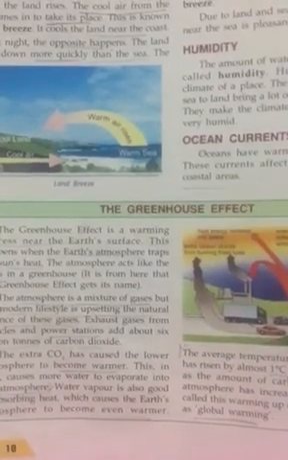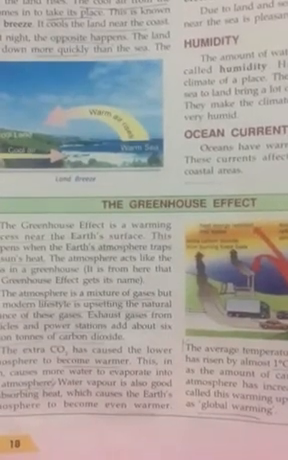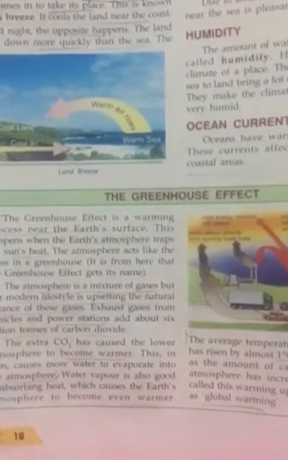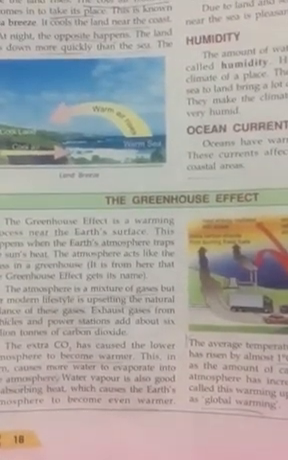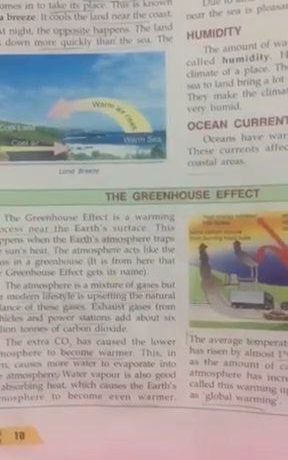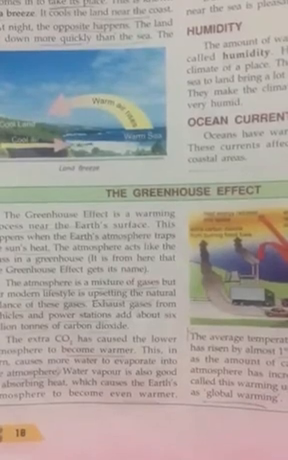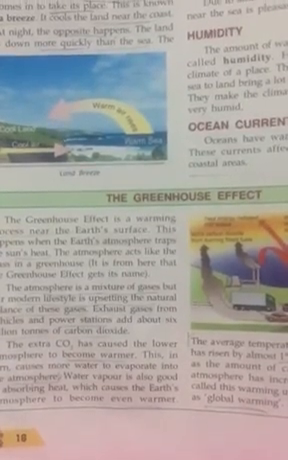Exhaust gases from vehicles and power stations add about 6 million tons of carbon dioxide. The extra carbon dioxide causes the lower atmosphere to become warmer. This in turn causes more water to evaporate into the atmosphere.